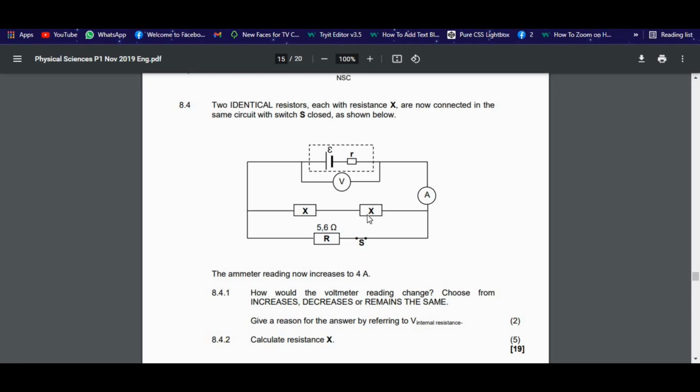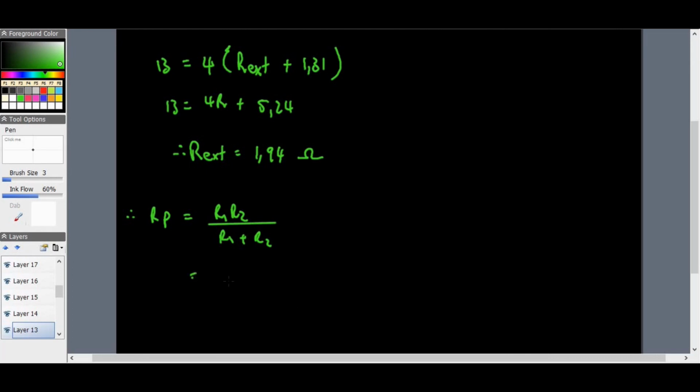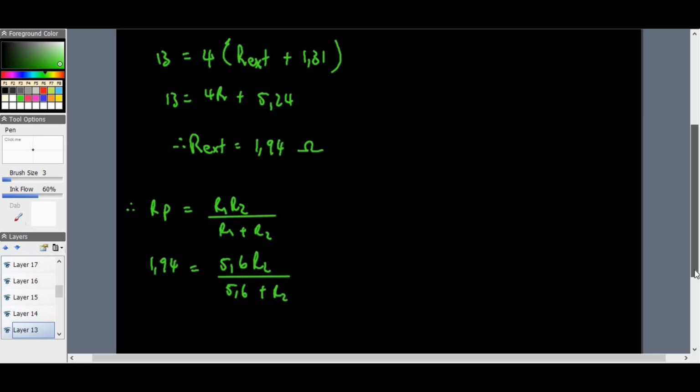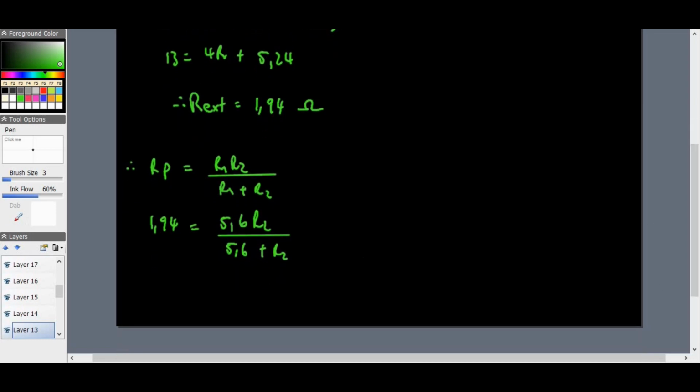So we can count X and X as R2 here. So basically R1, 1,94, which is the total resistance in the circuit, which would be the parallel, is equal to 5,6 times R2 over 5,6 plus R2, which is both X and X. Now, how do we do this? This is going to be another big question. We've got to get rid of the denominator, so we're going to have 1,94 times 5,6 plus R2 equal to 5,6 R2.